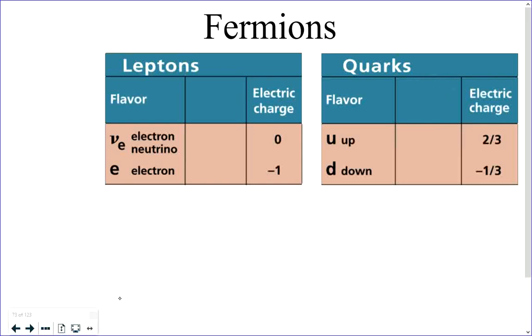Physicists use the word flavor to describe the type. What is the flavor of the lepton? Well, it's an electron. What is the flavor of that other one? It's an electron neutrino. And there are the charges. And right away you notice something. The charge on an up quark is 2/3 of an elementary charge. The charge of an up quark is not a multiple of the elementary charge.